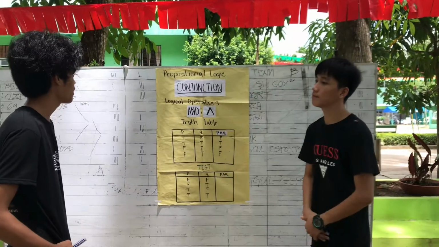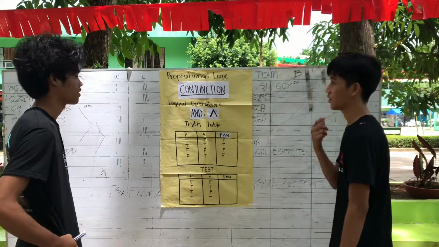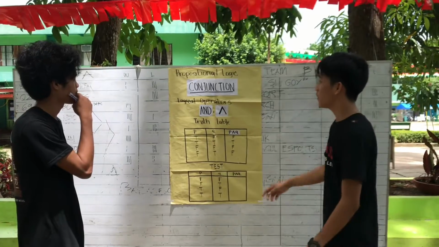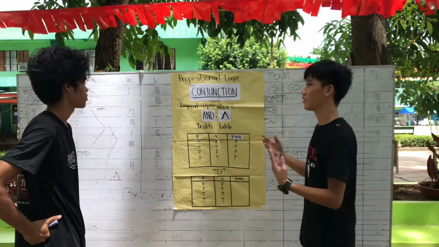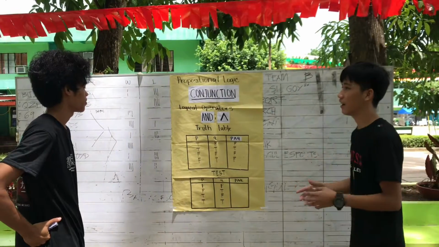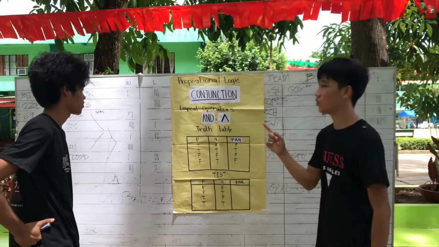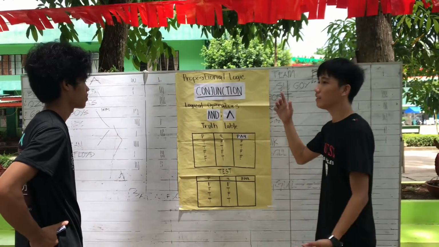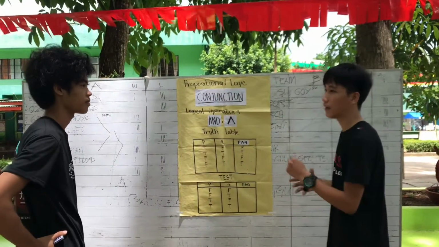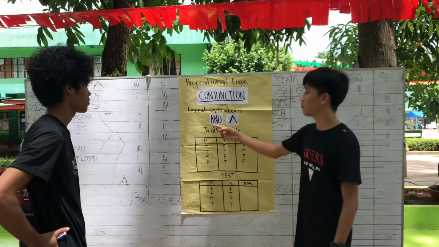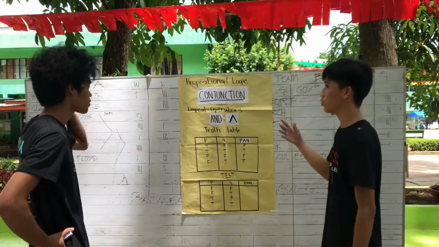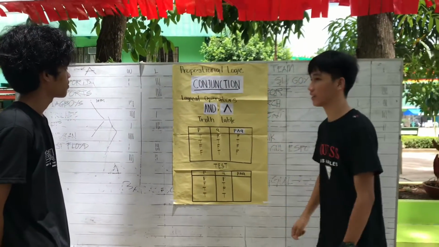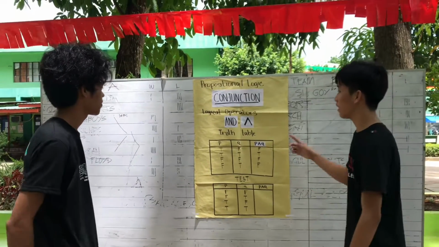Conjunction. Efren, what is conjunction? Conjunction is one of the propositional logics. We will see it later in the truth table, where we can see the difference from other propositional logics. First, we should discuss the logical operators. When we are solving word problems, we use "and." In the truth table, we use this sign, which looks like an upward arrow. So let's continue to the truth table.